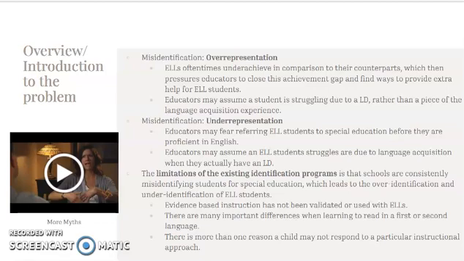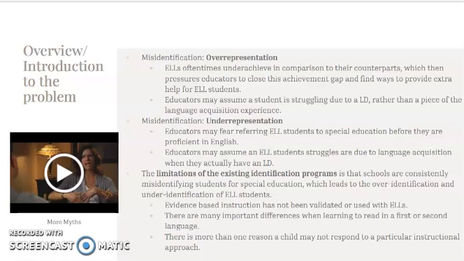For a misidentification and underrepresentation, educators may fear referring ELL students to special education before they are proficient in English, and educators may assume an ELL student's struggles are due to language acquisition when they actually have a learning disability. The limitations of the existing identification programs is that schools are consistently misidentifying students for special education, which leads to the over-identification and under-identification of ELL students.